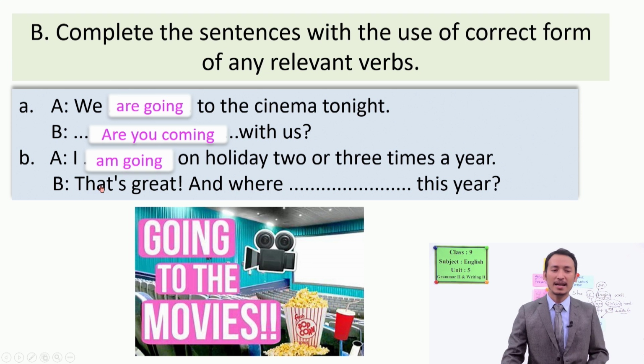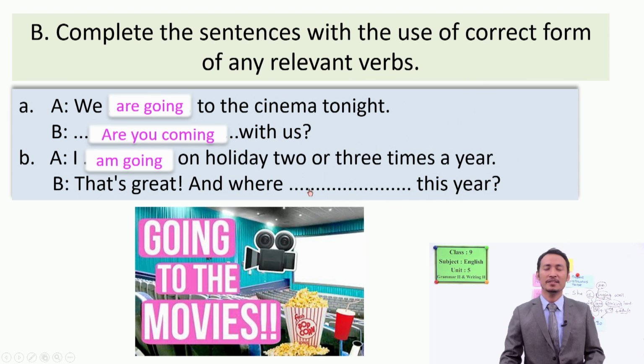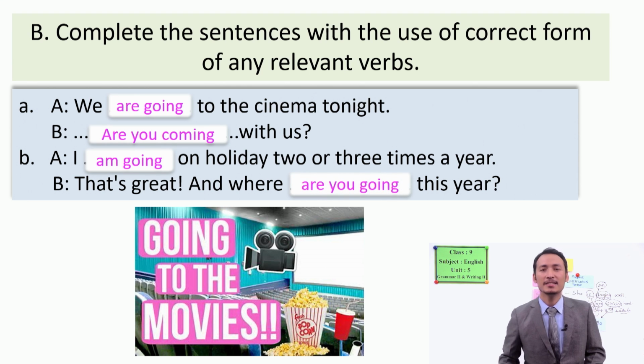Now, B is asking A. What is C saying? Look at here. That's great. And where this year? Now, what do you think is the sentence here? In the present continuous form, you can ask, where are you going this year? Okay, this is how you can ask. So we have solved this first part of the exercise B.